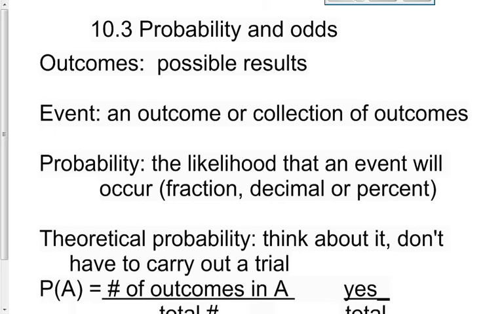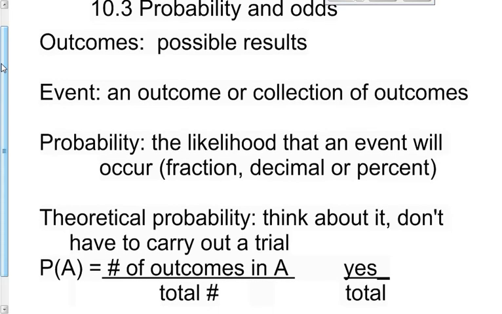First definition is the word outcome. Outcome means what are your possible results. Second word is event. An event is an outcome or a collection of outcomes. Probability is the likelihood that an event will occur. That probability could be written as a fraction, a decimal, or a percent.